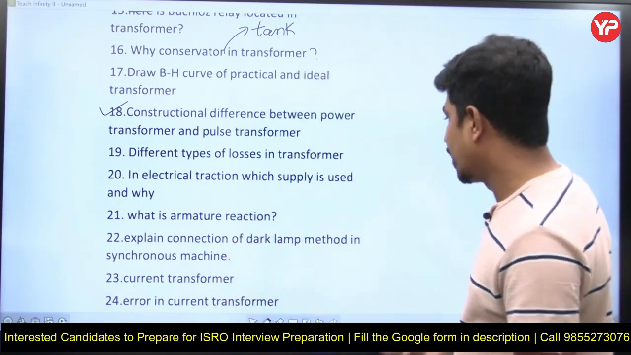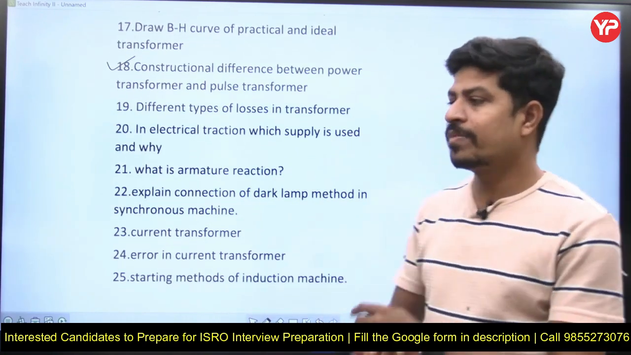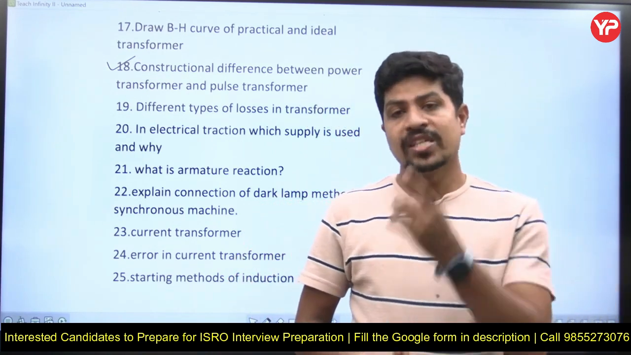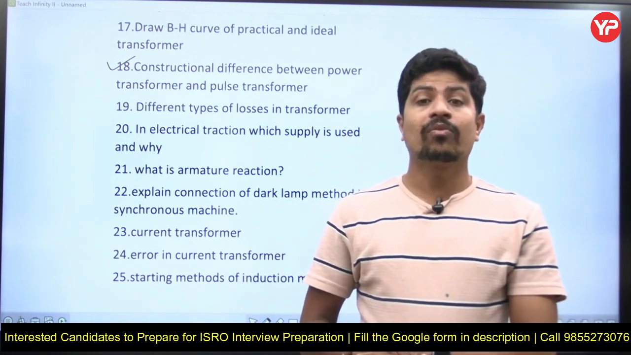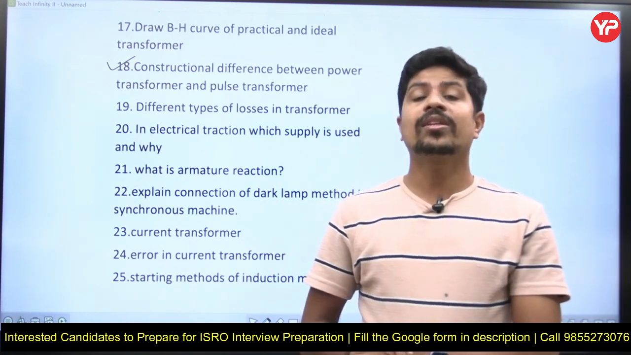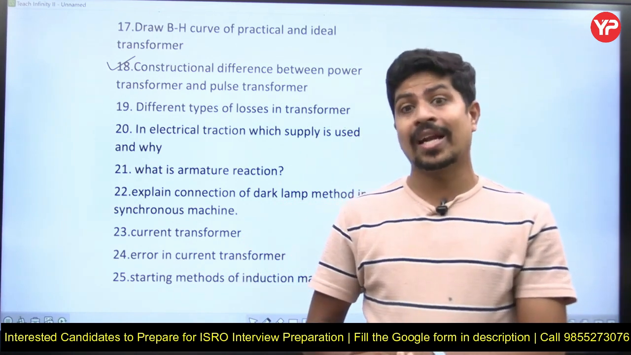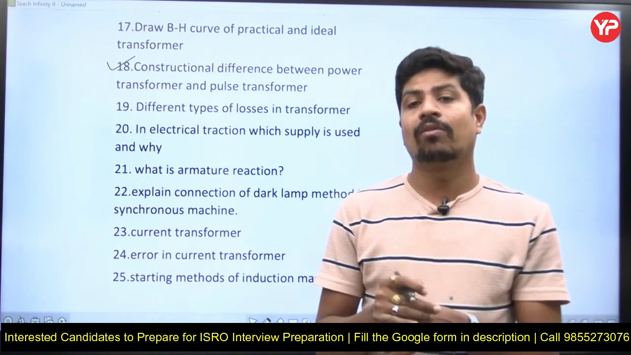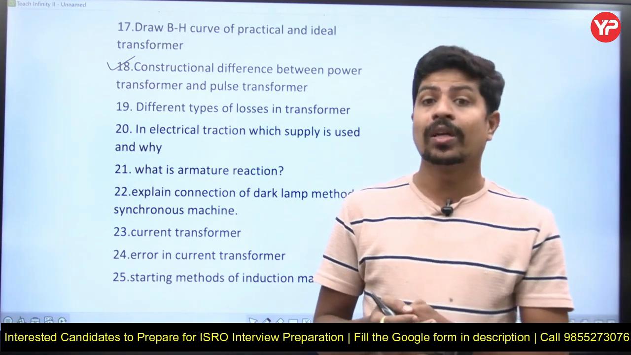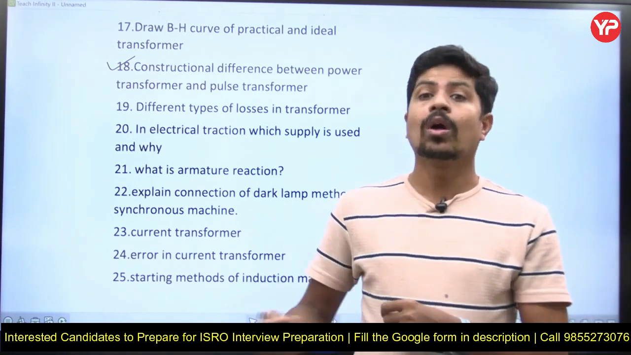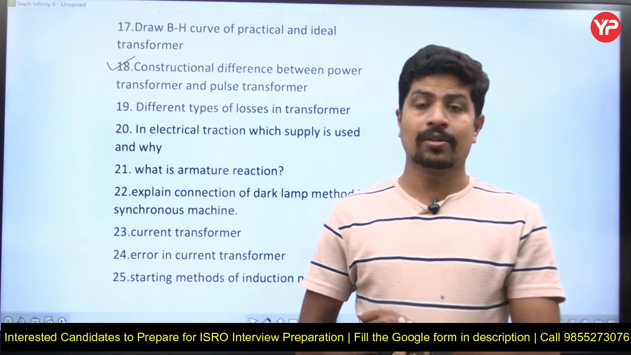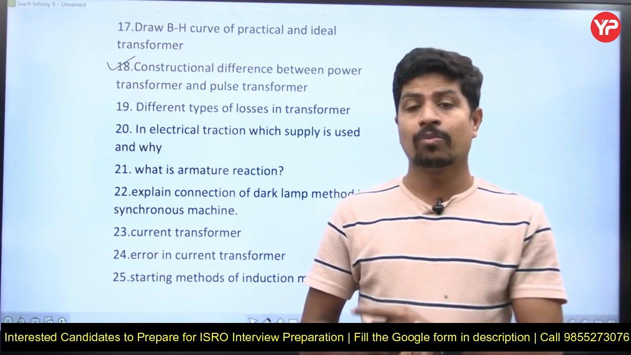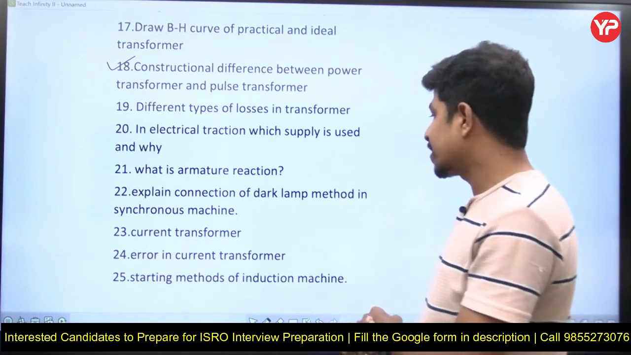Next, this kind of question also can be asked: why is a rotating magnetic field produced in a three-phase induction motor, but a three-phase rotating magnetic field is not produced in a transformer? If you know the construction difference between a transformer and an induction machine, and how the rotating magnetic field is produced in a three-phase induction motor, then you will be able to tell the answer why it is not produced in a transformer, right?